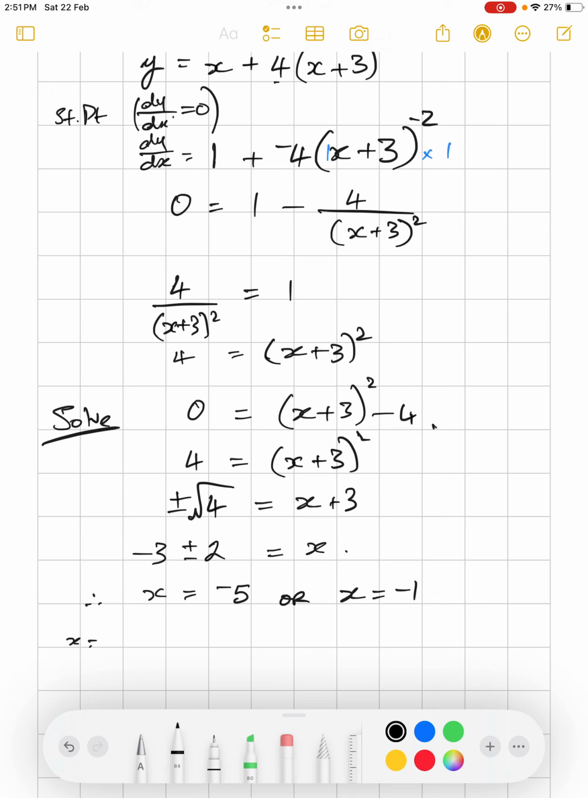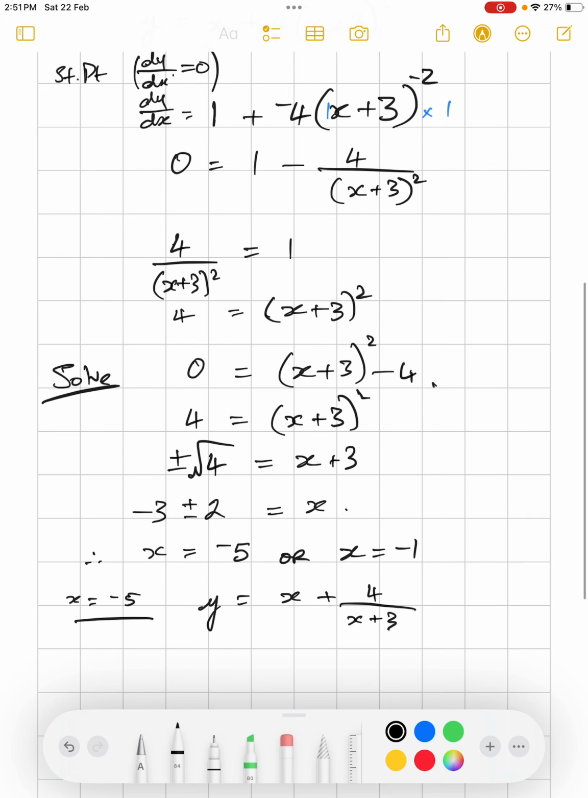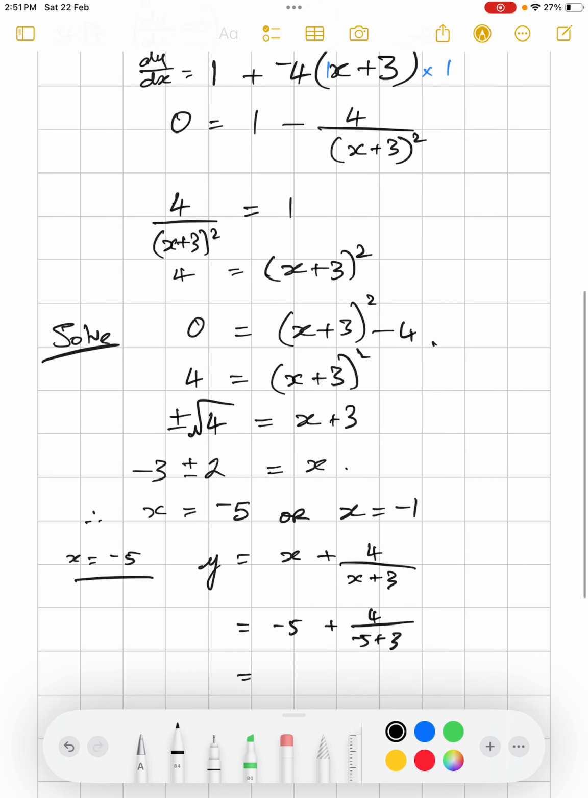Let's get the y value for x is negative 5 by substituting into our y value, which was x plus 4 over x plus 3. So we put a negative 5 in there. So negative 5 plus 4 over negative 5 plus 3. So that's 4 over negative 2. So negative 2, take away 5, so we got negative 7. So there's one stationary point.